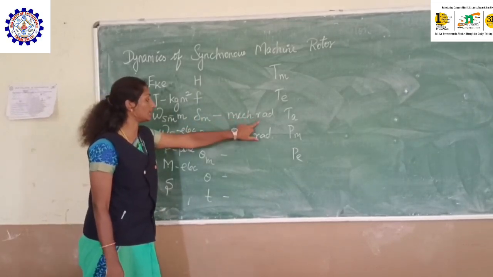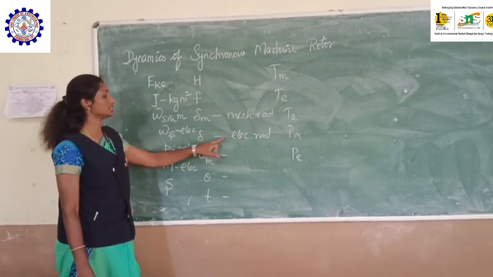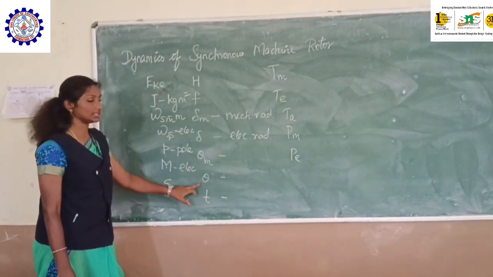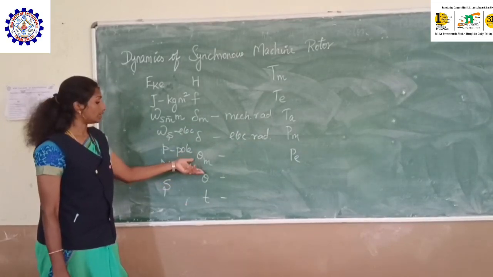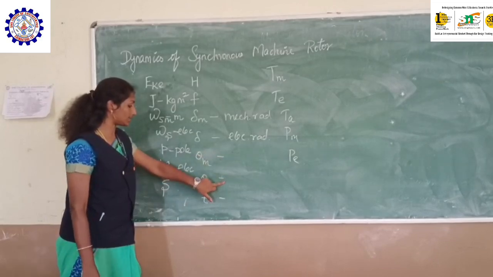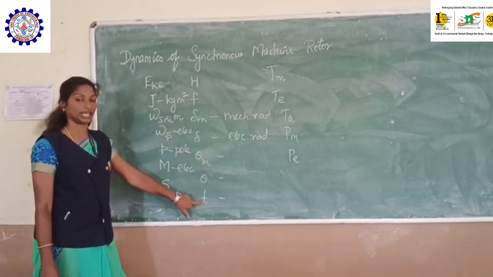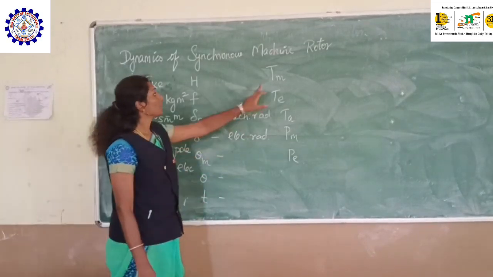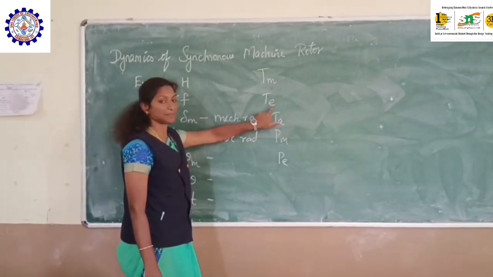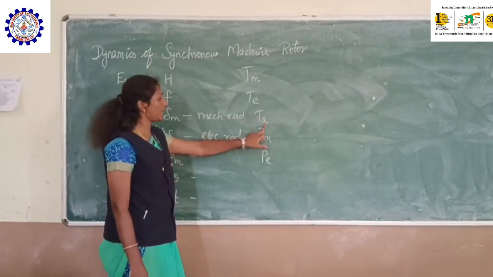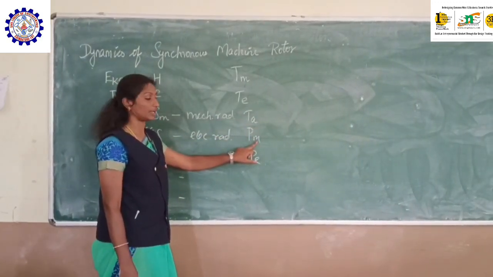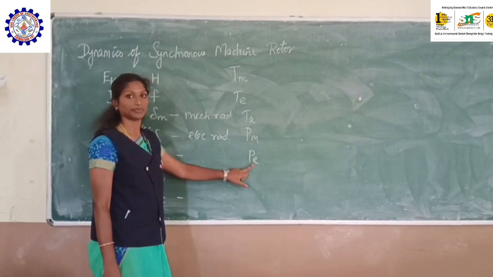Delta represents angular displacement with respect to electrical radians, and theta M and theta represent the angular displacement of stationary axis with respect to mechanical and electrical radians, and t represents time in seconds. Capital T with M represents mechanical torque, TE represents electrical torque, TA represents accelerating torque, and PM represents mechanical power, and PE represents electrical power.